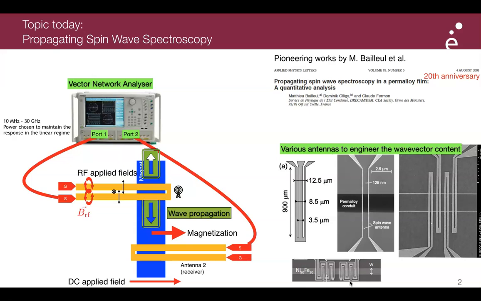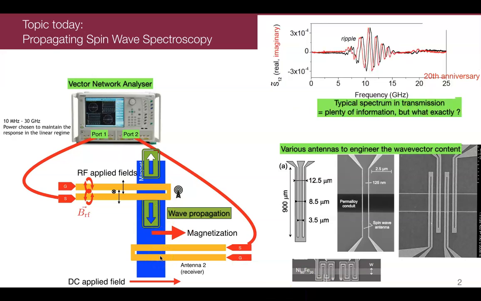But in any case, what they record is the transmission coefficient between one antenna and another, and it yields transmission spectra that are typically like that. Here you have a transmission spectrum versus frequency. It's a transmission coefficient, so it has a real and imaginary part. And my goal today is to explain to you why we have such kinds of spectra, what is the information that is contained inside the spectra, and how we can extract this information in a reliable manner.